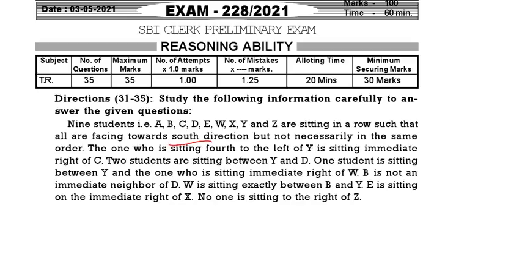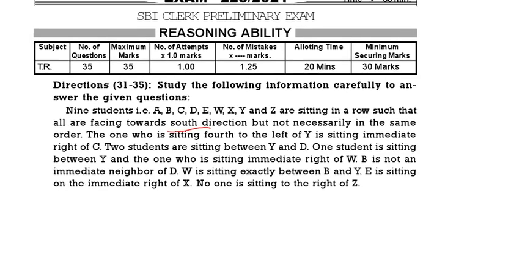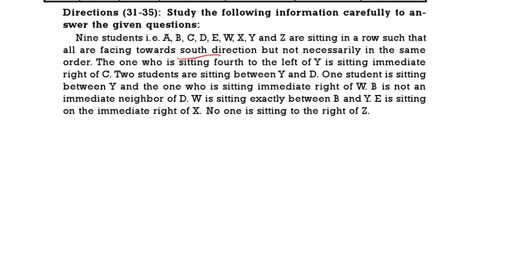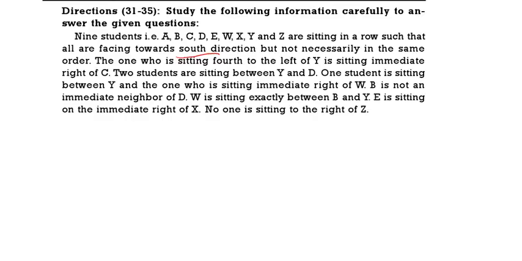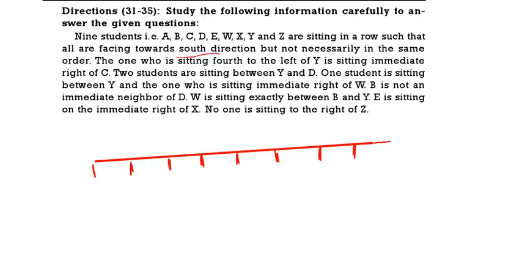So here there are 9 students and they are sitting in a straight line. All of them are south facing. So here one important thing is all of them are south facing. Draw one straight line and divide it into 9 parts, since there are 9 students.